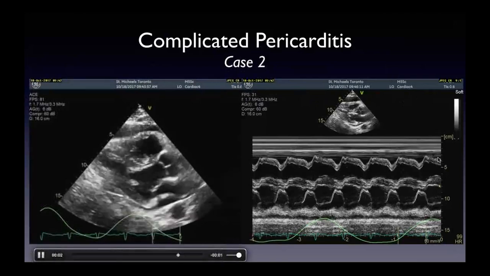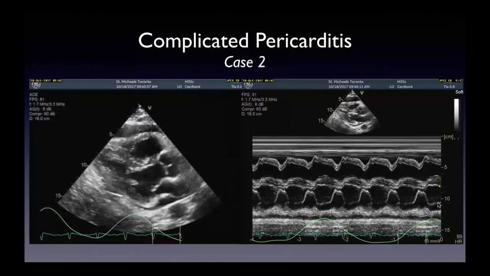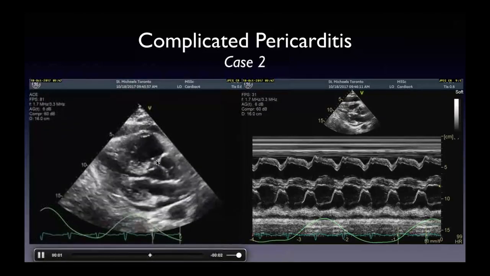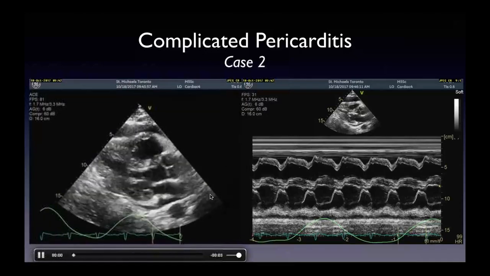Here's his echocardiogram with the first recurrence, the second time he came back to hospital. You can see that there's at least a moderate pericardial effusion. It's a little bit more anterior than posterior.